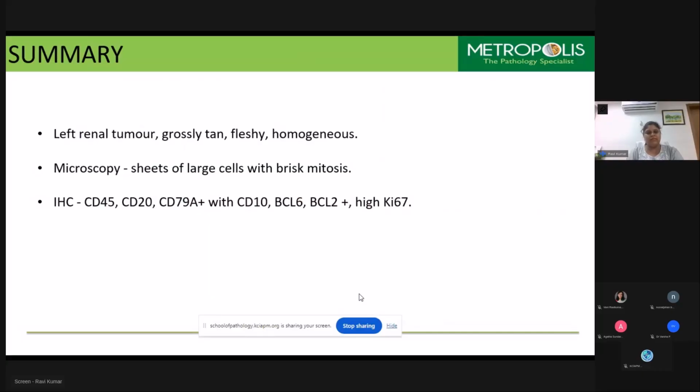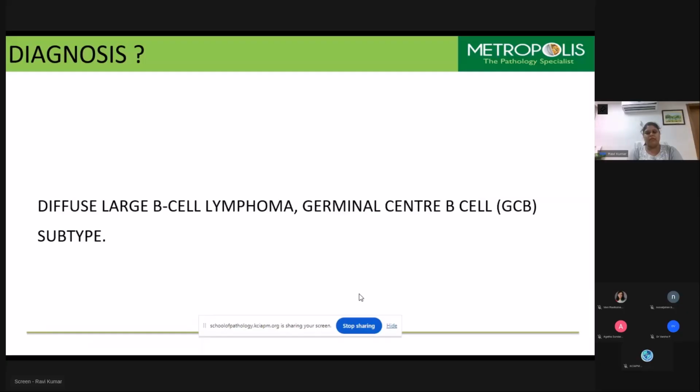So to summarize, this is a left renal tumor with a grossly tan, fleshy, homogeneous appearance, and microscopy shows sheets of large cells with brisk mitotic activity. On IHC, it was CD45 positive, CD20 and CD79A positive, with CD10, BCL6 and BCL2 positive, and a high Ki67 proliferative index. So our final diagnosis here is a diffuse large B-cell lymphoma of germinal center B-cell subtype.